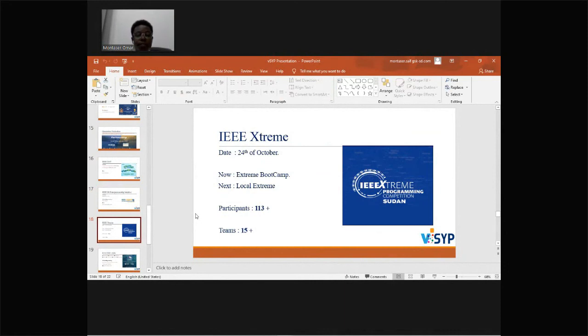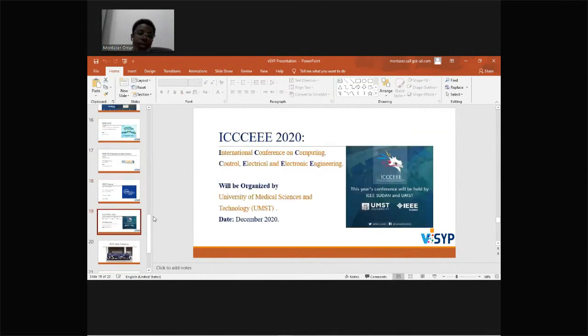The section is now holding the Extreme Bootcamp, which is a training bootcamp for all the participants to practice their programming skills. After that, we will be organizing a local IEEE Extreme between participants from Sudanese universities. We now have more than 113 participants and 15 teams, and registration is now open. Later this year, we will be organizing the IEEE 2020 version 3 International Conference on Computing, Control, Electrical and Electronic Engineering, in collaboration with UMST, the University of Medical Science and Technology, in December 2020.